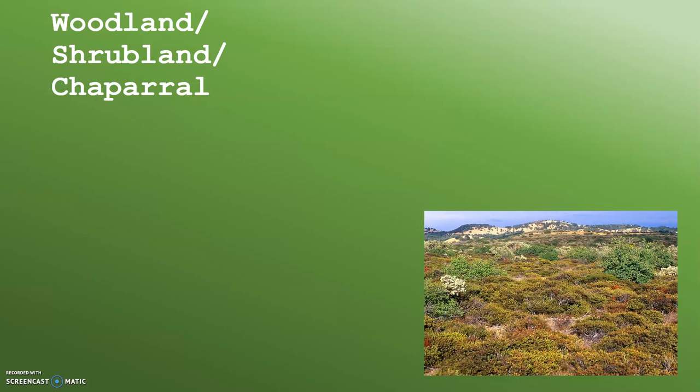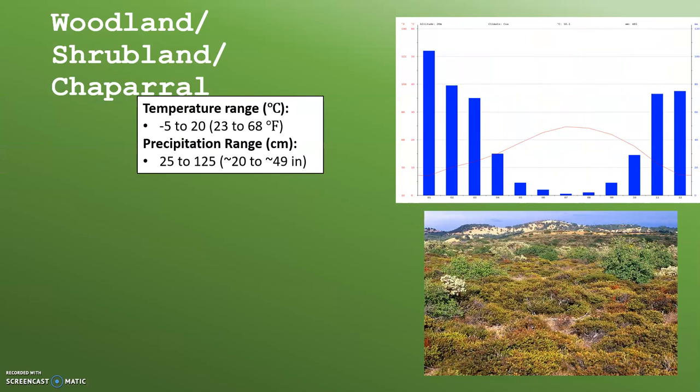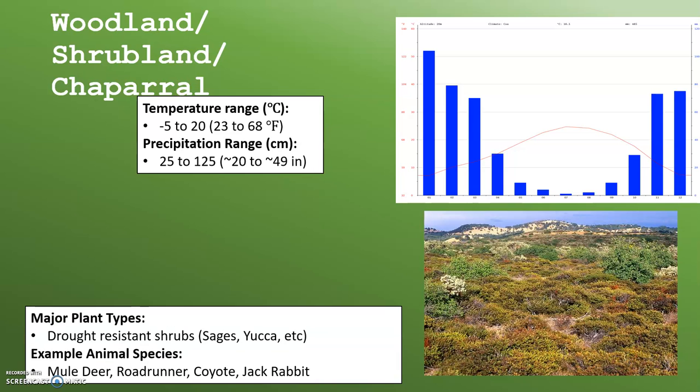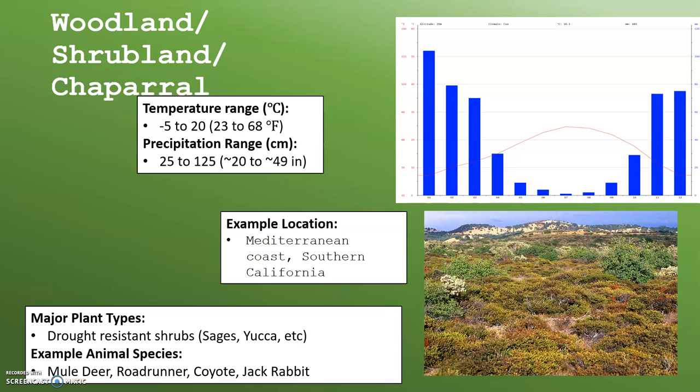Next, we have that woodland shrubland. It's found in Southern California, Australia, Spain, or Chile. Hot, dry summers and cool, moist winters. Our major plants are woody evergreen shrubs with leathery leaves that grow in summer and die in winter. And this is where we find the bobcat and the jackal, the cactus wren, and the roadrunner.